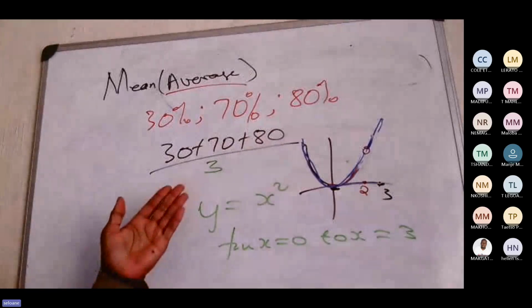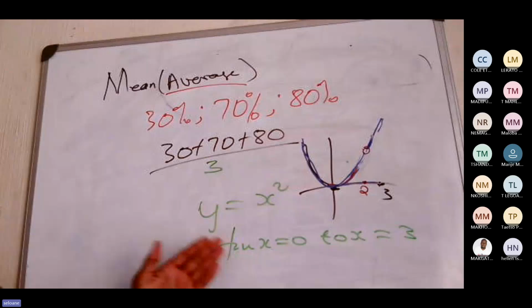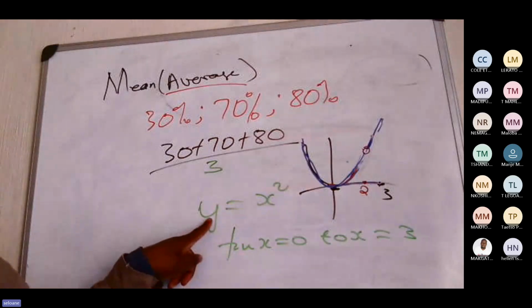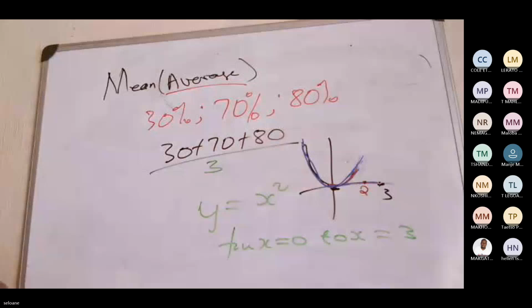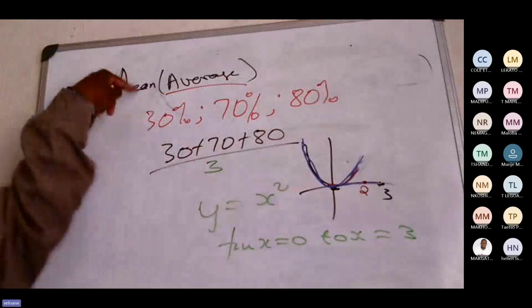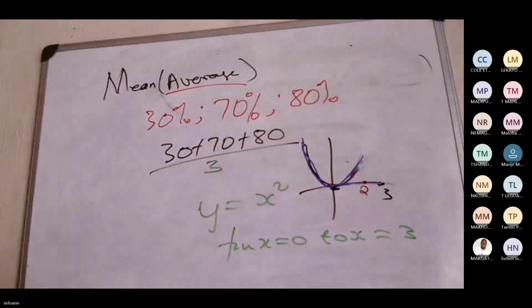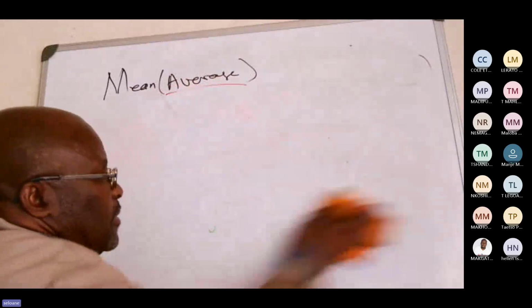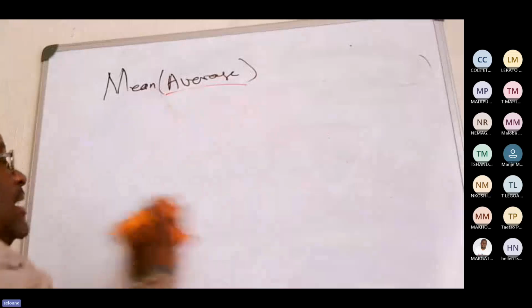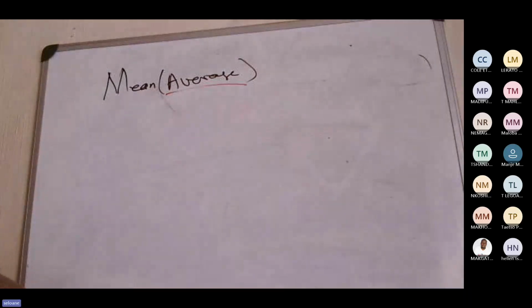So now, how do we find the average of the y's in functions like this? By average, we mean the mean value. So that formula is there in your book. And it is the one that is called the reciprocal.